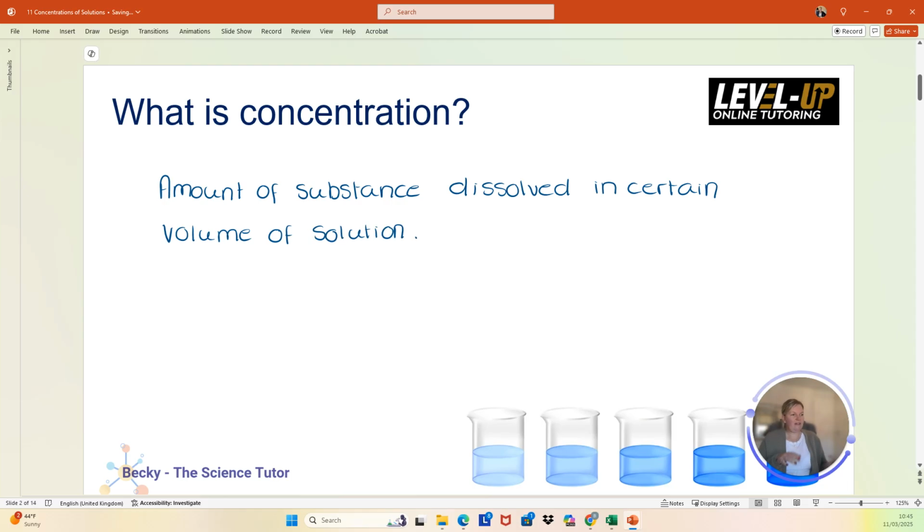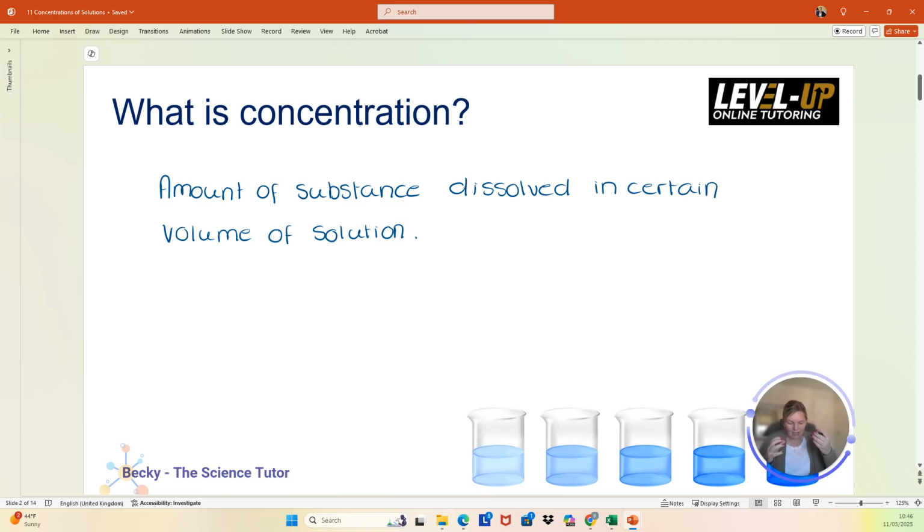So if we have a lot of substance in a small volume of solution, we're going to get a high concentration. So when you put a bit too much squash into your glass and added the water, we've got a lot of the substance in a certain volume, and therefore a high concentration, probably a little bit too tangy.